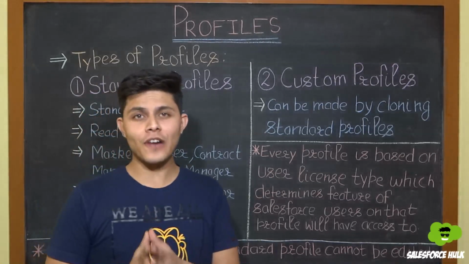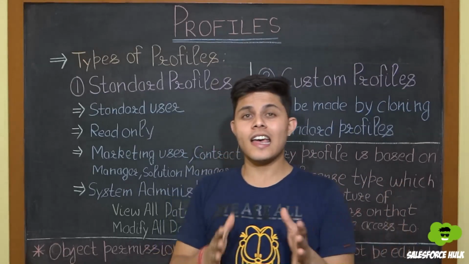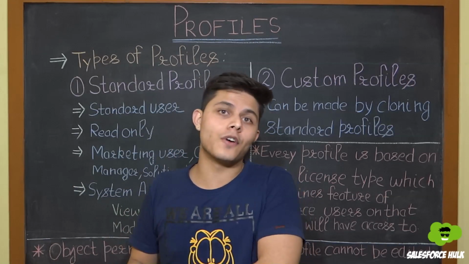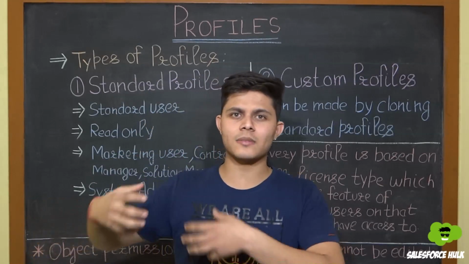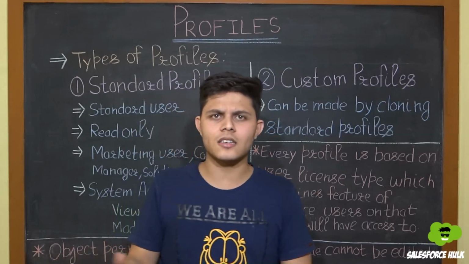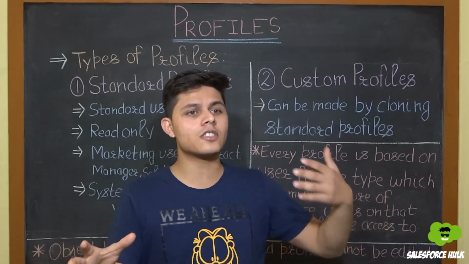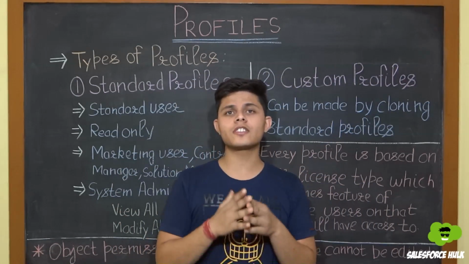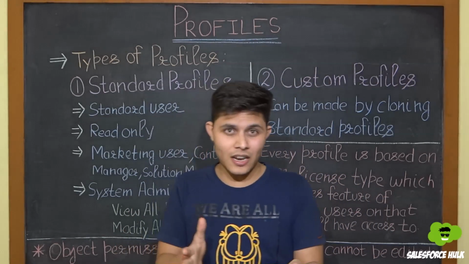Let's see how many types of profiles we have. So we basically have two types of profiles: standard profiles and custom profiles. Anything which starts with standard means it is available by default in Salesforce. Because in Salesforce there are some standard objects and multiple standard things, and all those standard things come by default with every Salesforce instance. The same goes for profiles. Standard profiles are the profiles which come by default with every Salesforce instance, and it is actually based on your edition.